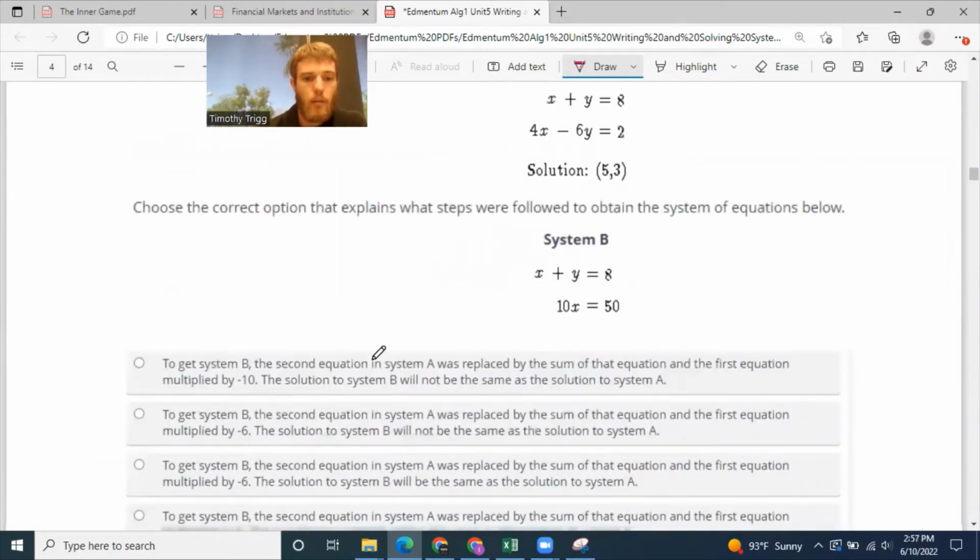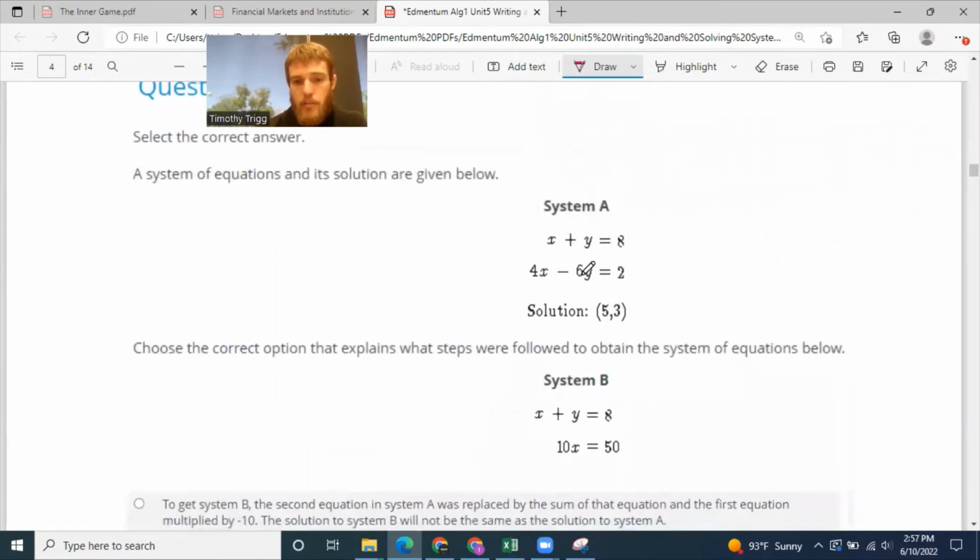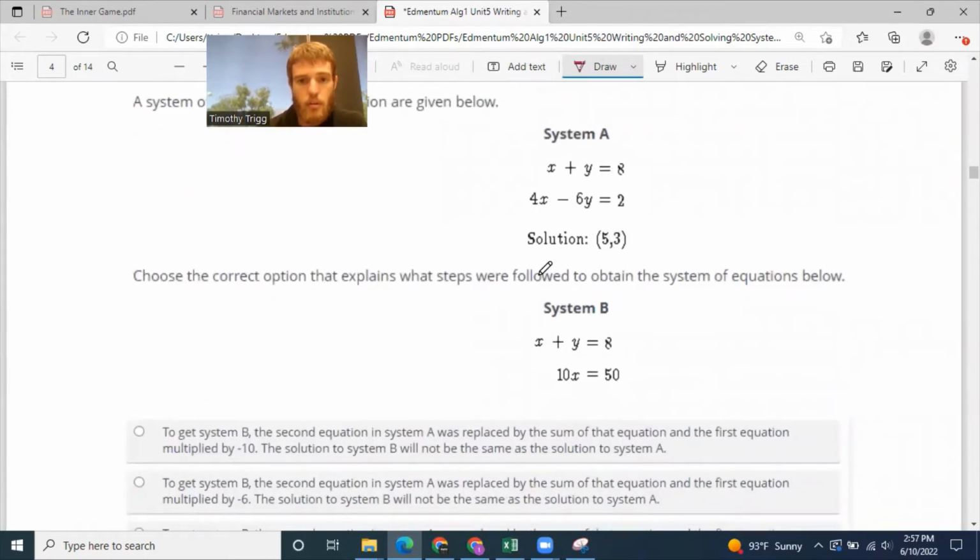Alrighty. Okay, this one's a lot. A system of equations and its solution are given below. Choose the correct option that explains what steps were followed to obtain the system of equations below. X plus y equals 8. 10x equals 50.